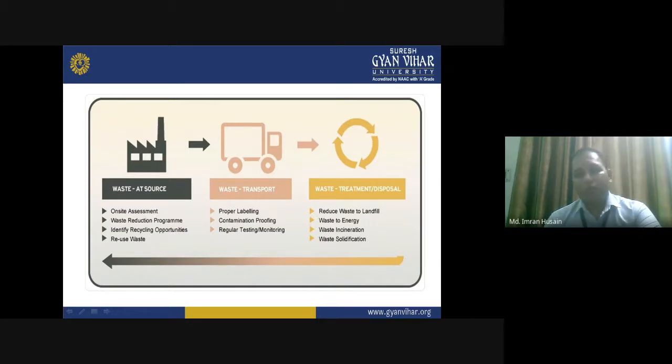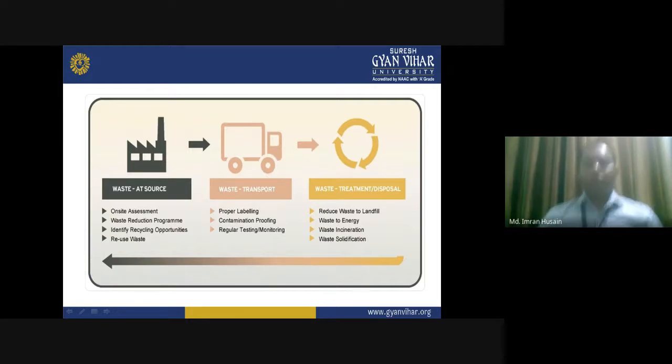Waste treatment and disposal, where mostly you can see the recycling procedures also included. Reduce waste to landfill, waste to energy, waste incineration, waste solidification. These are some of the methods essentially adopted in order to reduce biohazardous waste, because most of the time the waste is being reduced to a landfill. Waste is converted to a source of energy for power generation. Waste is reduced by incineration and also by solidification, and its solids are also used for the construction of roads.